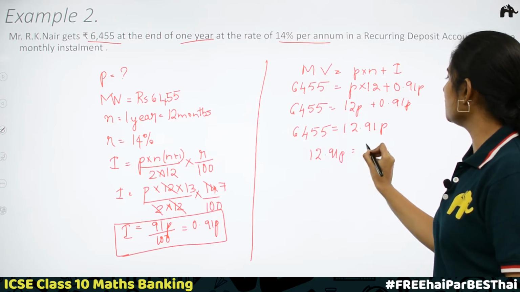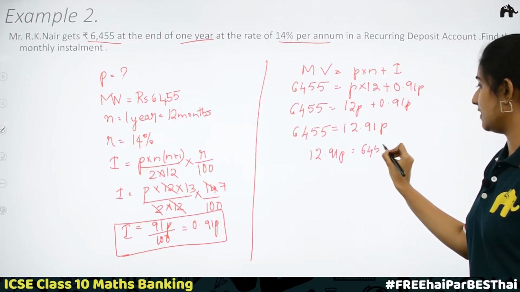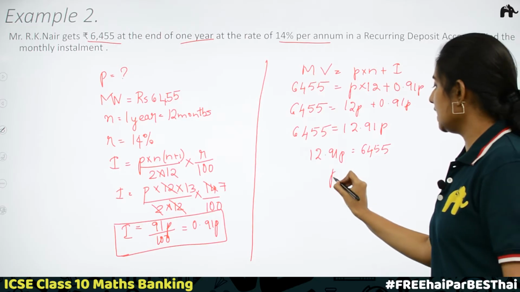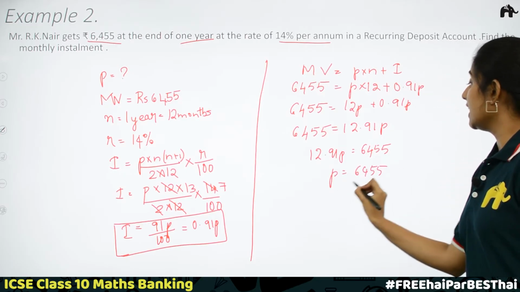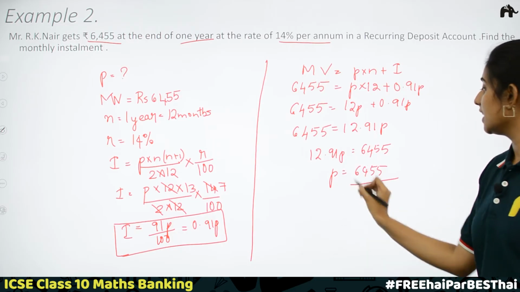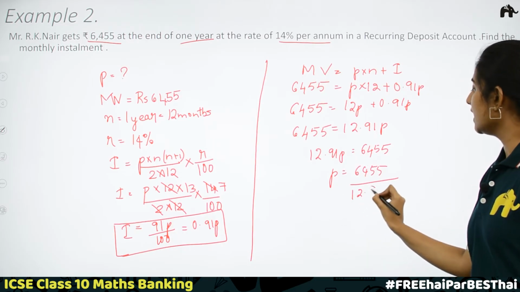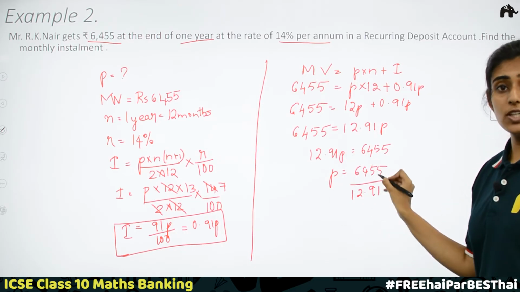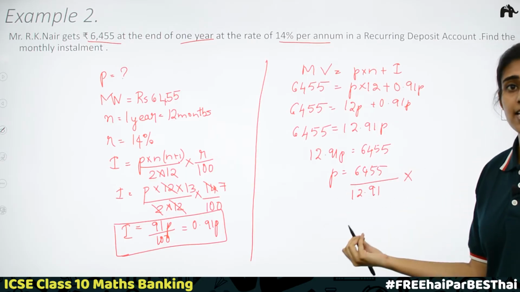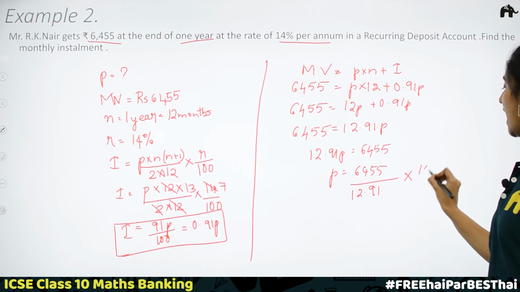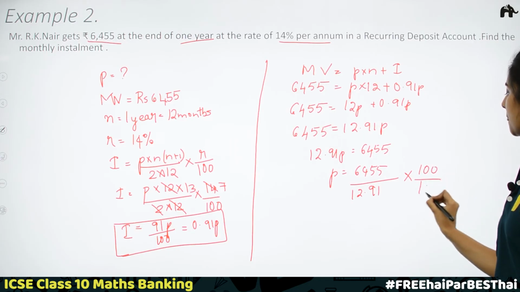12.91P is equal to 6,455. P is equal to 6,455 divided by 12.91. We have brought this to the denominator. So, in order to remove the decimal, we can multiply and divide by 100.